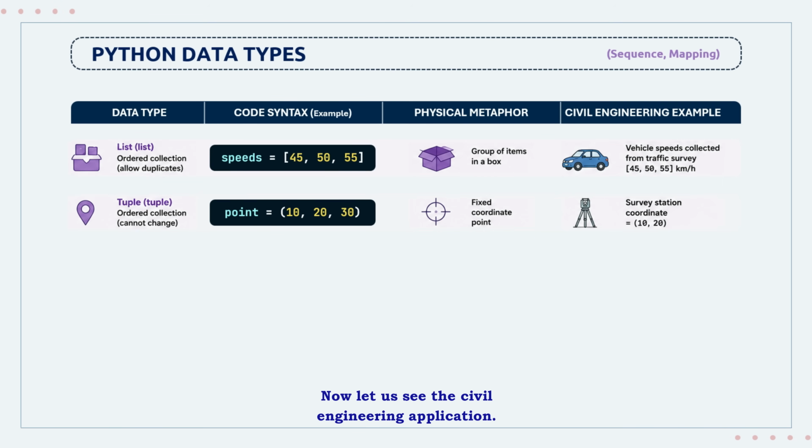Now let us see the civil engineering application. Suppose a total station survey gives the coordinates as easting equal to 10, northing equal to 20. We can store it using a tuple. Point equal to, within parenthesis, 10, 20.